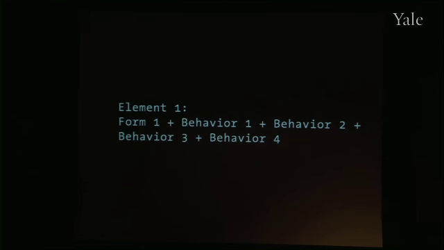Here we have element 1, which is an aggregate of form 1 plus behaviors 1 through 4. And then here we have the diagram we were looking at before, but it's a little more clear. We can see the orientation. We can see the rotation as they touch another element. We can see moving away from the other elements.